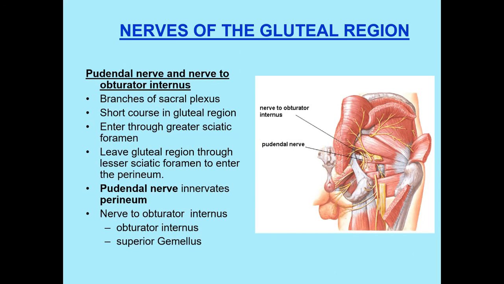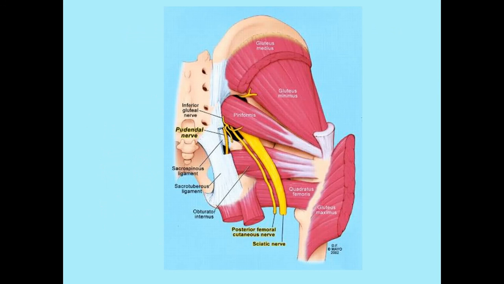Pudendal nerve and nerve to obturator internus: branches of the sacral plexus, short course in the gluteal region, enter through the greater sciatic foramen, leave the gluteal region through the lesser sciatic foramen to enter the perineum. Pudendal nerve innervates the perineum; nerve to obturator internus also supplies superior gemellus. You can see the course of the pudendal nerve in this diagram. It's a very short one from the greater sciatic foramen into the lesser sciatic foramen, passing towards the perineum.